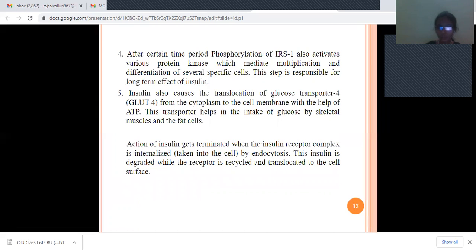Insulin also causes the translocation of glucose transporter 4 from the cytoplasm to the cell membrane with the help of ATP. This transporter helps in the uptake of glucose by skeletal muscle and fat cells. The action of insulin gets terminated when the insulin receptor complex is taken into the cell by endocytosis. The receptor is then recycled and translocated to the cell surface.